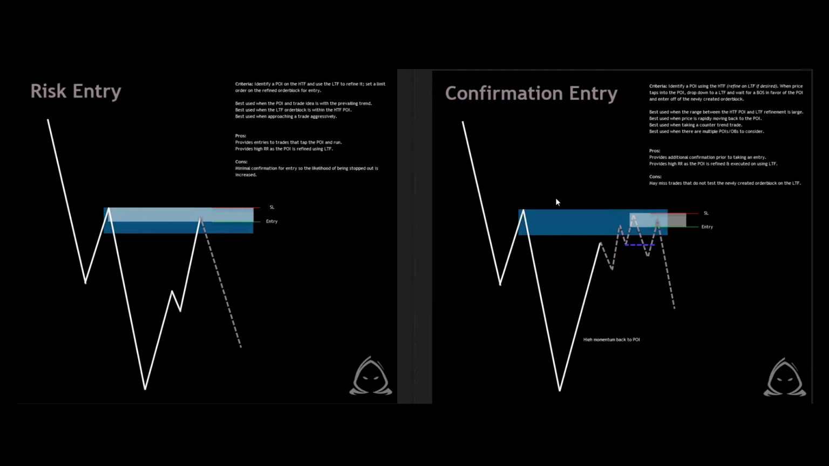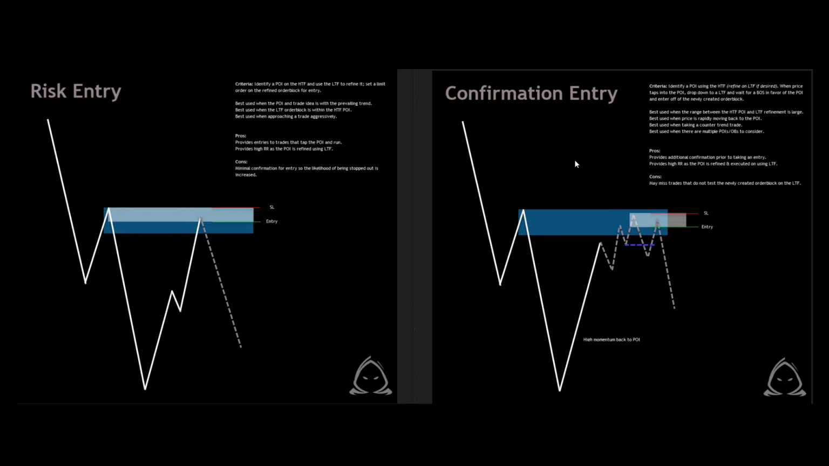Now if we look at the confirmation entry, it provides a little bit more confirmation and is a little bit more conservative compared to the risk entry. The criteria for a confirmation entry is that you're identifying a point of interest using the higher time frame. You can refine using the lower time frame if desired. When price taps into that point of interest, you drop down to a lower time frame and wait for a break of structure in favor of that point of interest and enter off a newly created order block.